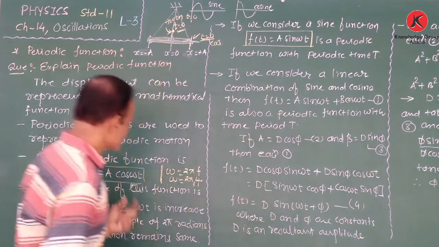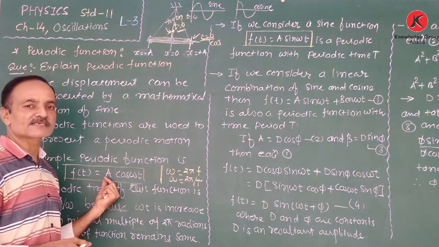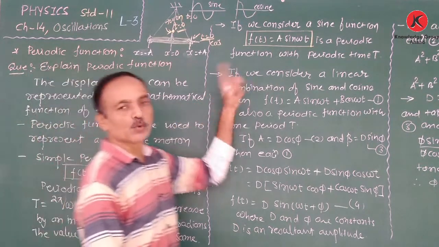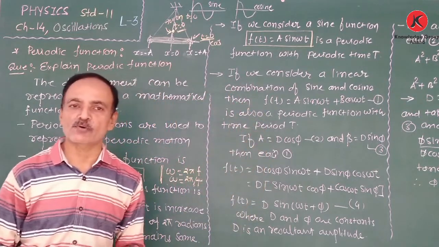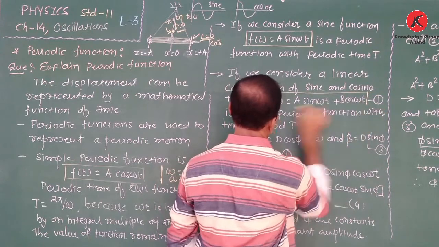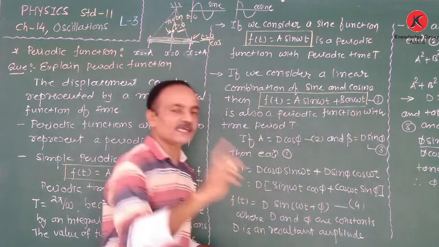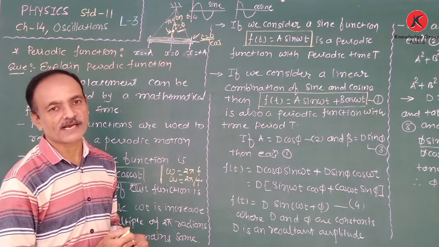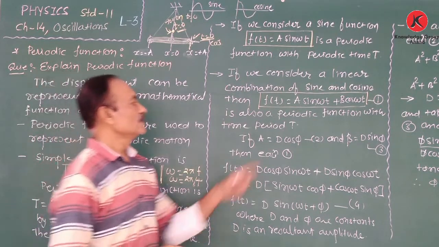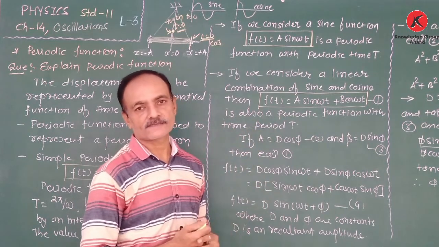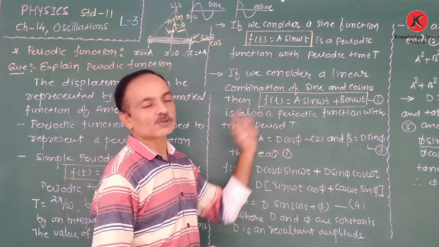Not only the single sine and cosine function represent the periodic motion, but the linear combination of these two trigonometric functions, sine and cosine, also represents a simple harmonic motion. f(t) is equal to A sin omega t plus B cos omega t, a periodic function. Here the periodic time is also T.